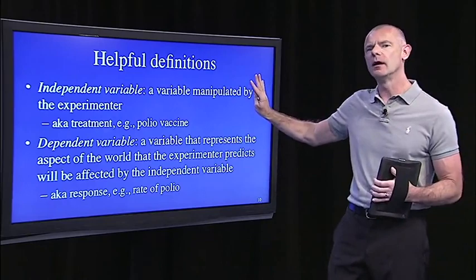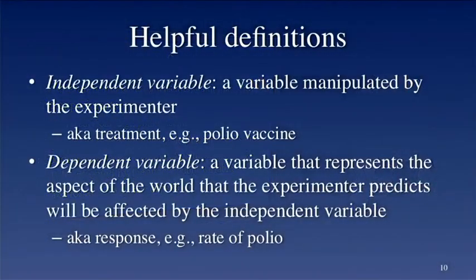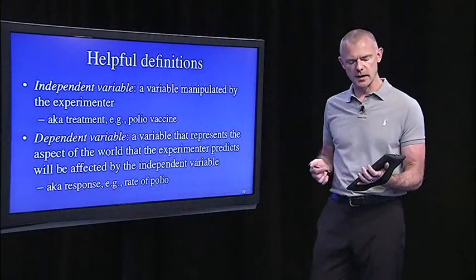So the independent variable is something that, as an experimenter, you manipulate. So in the polio vaccine example we'll cover in a second, it's just whether the child was administered the vaccine or administered a placebo. The dependent variable is what you measure. It's dependent upon the treatment. So in the polio example, we'll look at rates of polio in a certain sample.